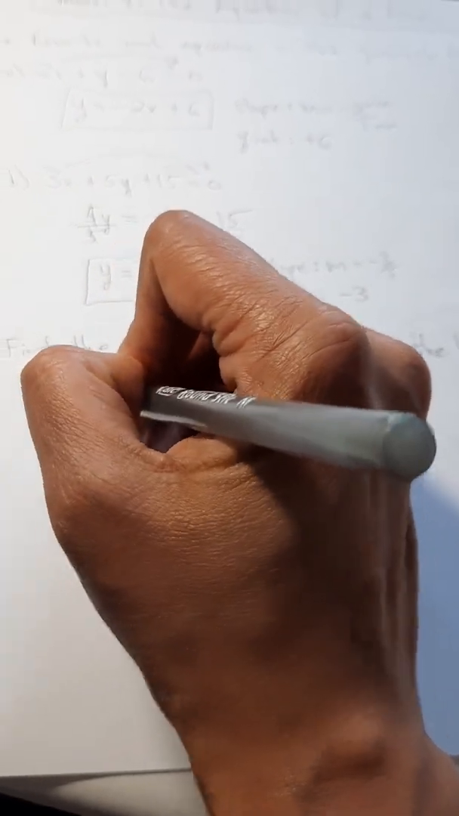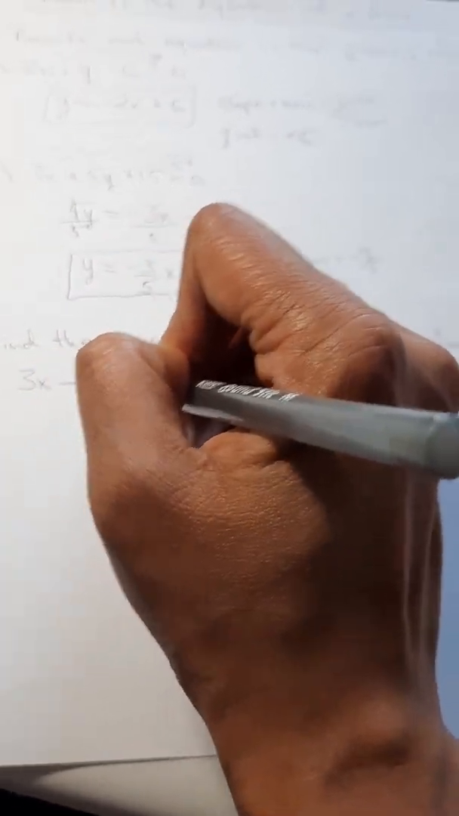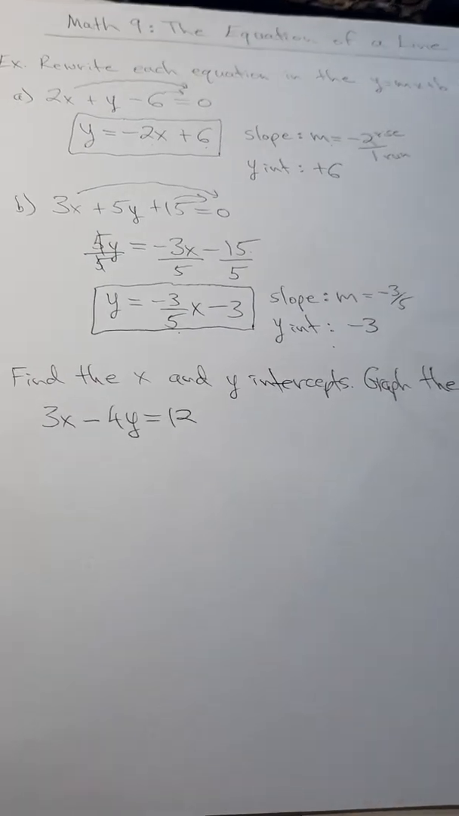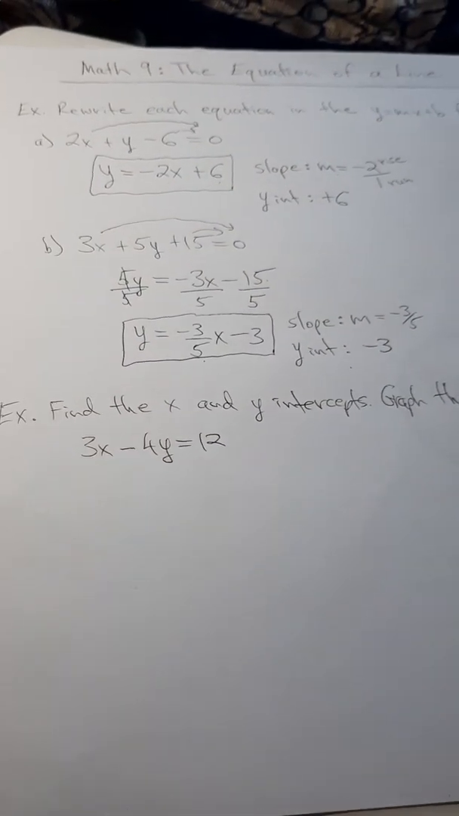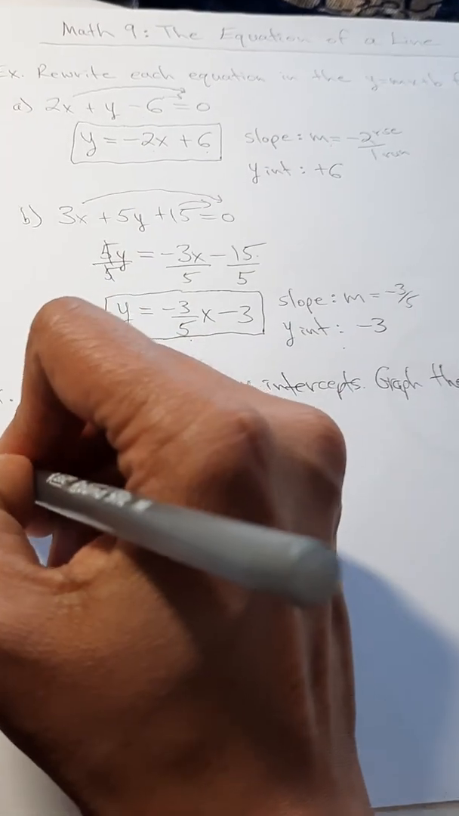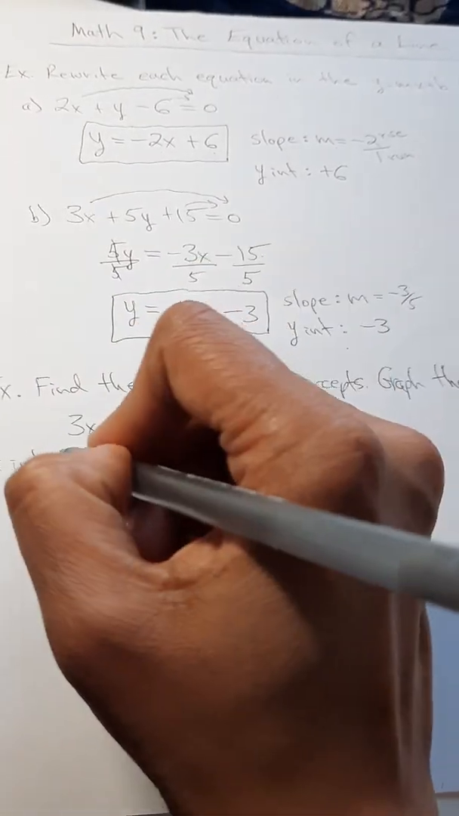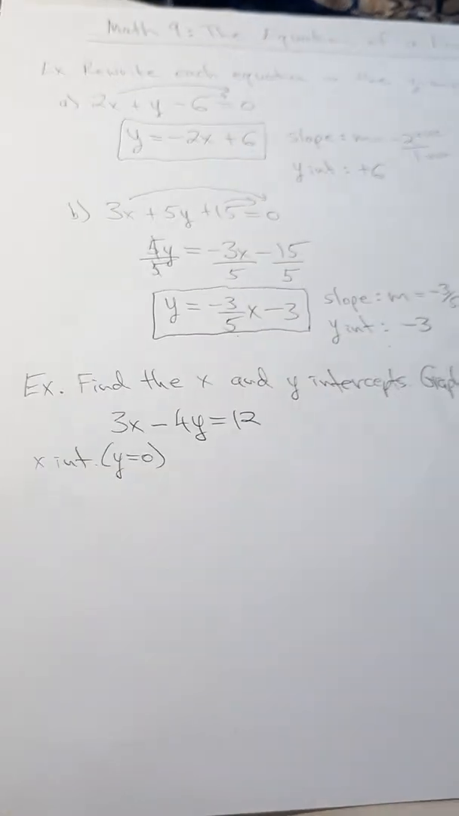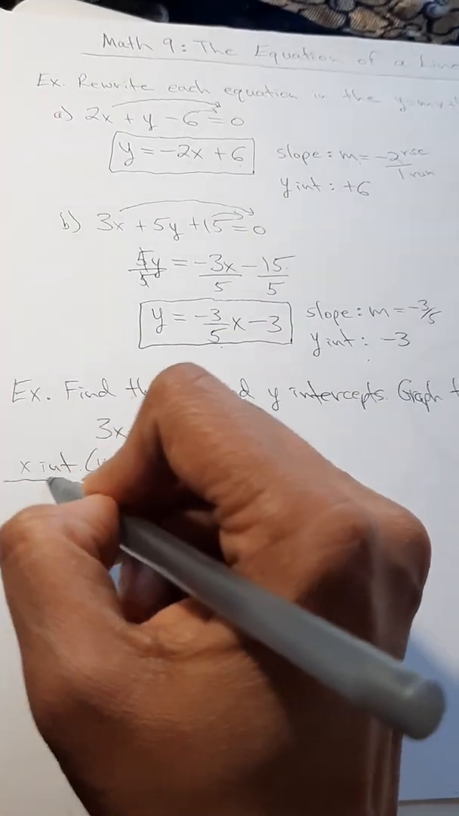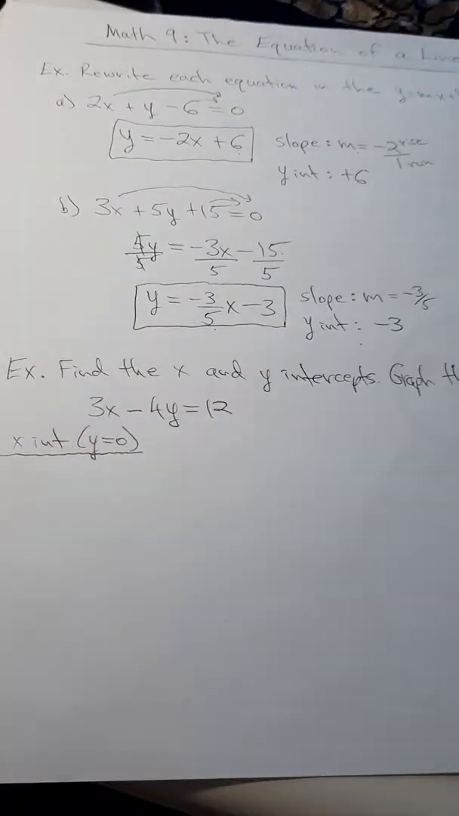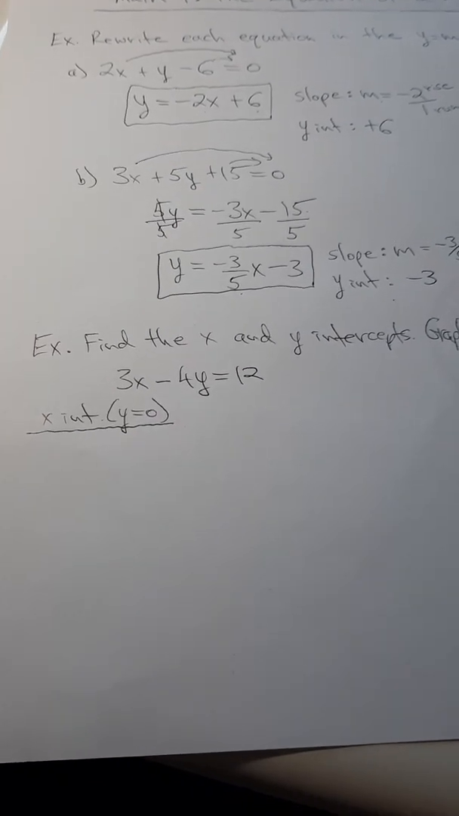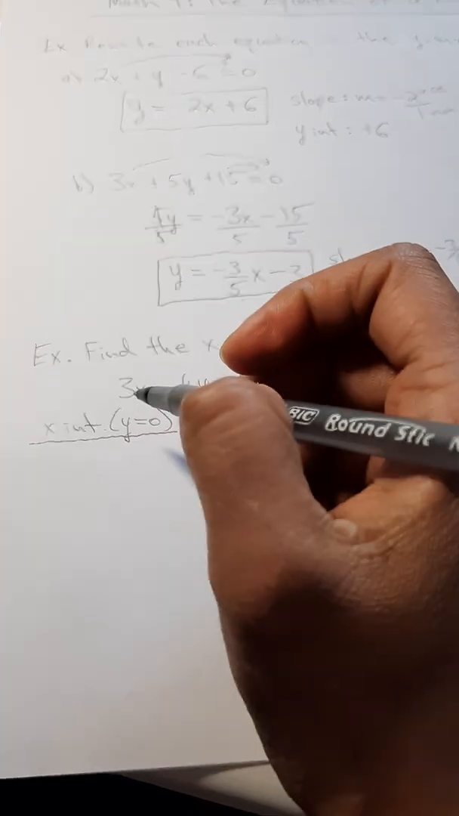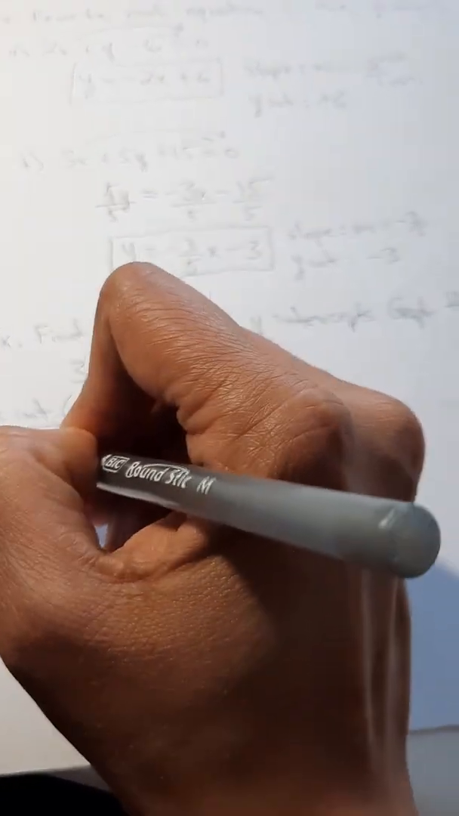So I'm going to put 3x minus 4y is equal to 12, okay? What we're going to do is find first the x-intercept. And I always write it like this. So for the x-intercept, you're going to make y equal to 0. If you make subheadings like this, you notice the teacher won't be able to take off any marks. So we're taking our original equation here.